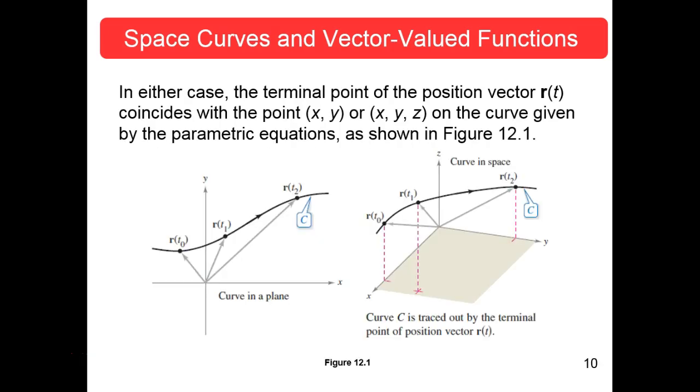Okay. In either case, the terminal point of the vector r of t coincides with the point (x, y) or (x, y, z), the terminal point, on the curve given by the parametric equations. So this is in a plane, so this r of t is a two-component vector. At t0 you're here, at t1 you're here, and at t2 you're there. This is tracing out the curve C at these various times, and you connect the dots. Okay?